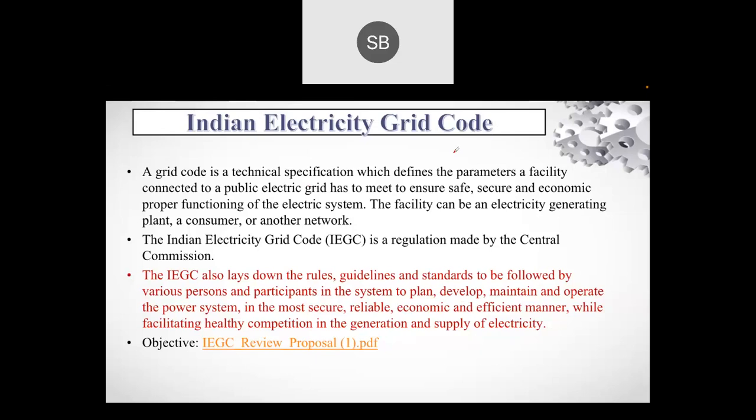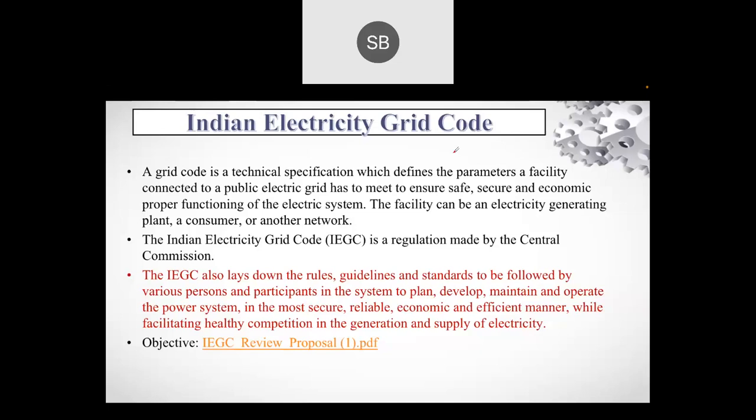Now, what is the importance of this IEGC regarding the power plants? It is most important because whenever we generate power, we have to transport that power from the power plant to the customer. Whenever we transfer that, we require some electricity grid. So whenever we manufacture or construct any particular power plant, we have to consider this electricity grid also. How much power will be transferred?